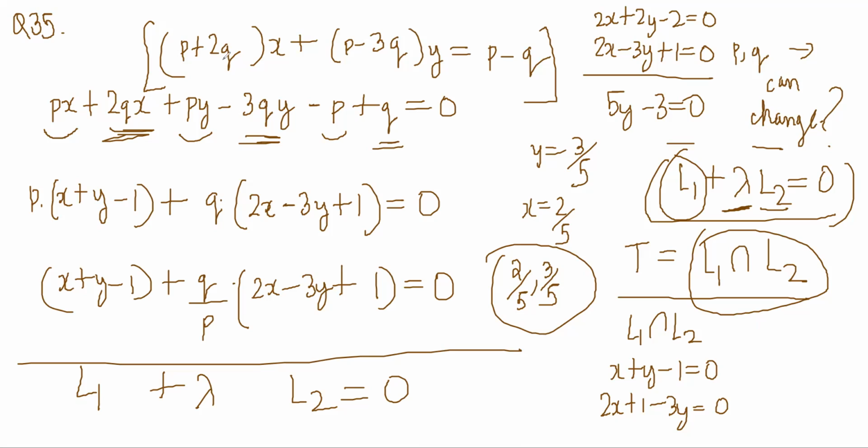So here expand everything, take p common, you'll get one line equation. This is a known line. There's nothing unknown about this, right? And this is also a fixed line, right? So I have divided by p to make this lambda, and this is L1 plus lambda L2. So it will always pass through the point of intersection of L1 and L2, right?